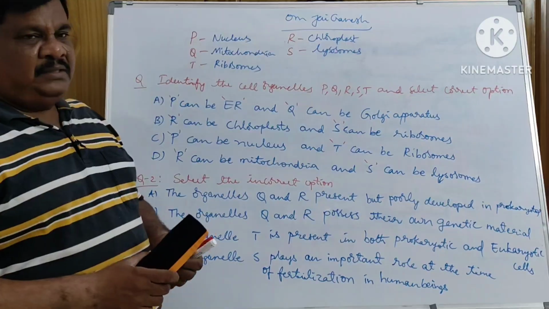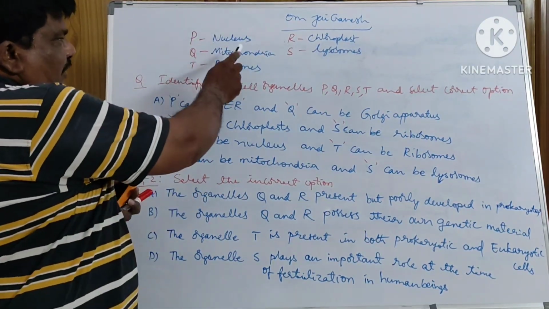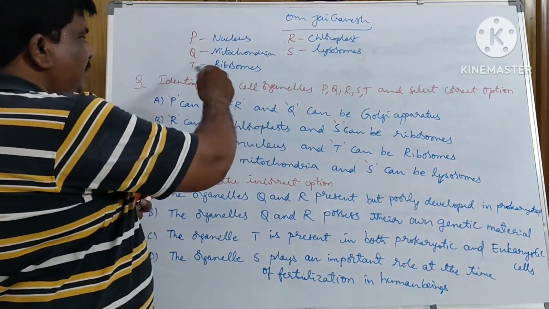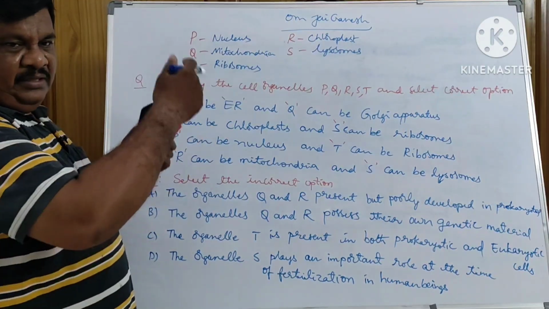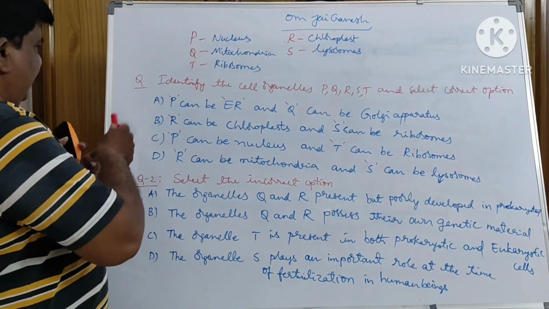So now let me see the options. What we solved: P is nucleus, Q is mitochondria, R is chloroplast, S is lysosomes, T is ribosomes. Now come to the question. Here the options are given. Two questions are given for this. Question number 1.